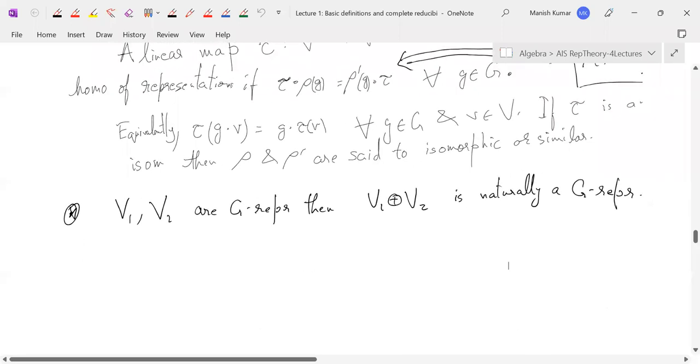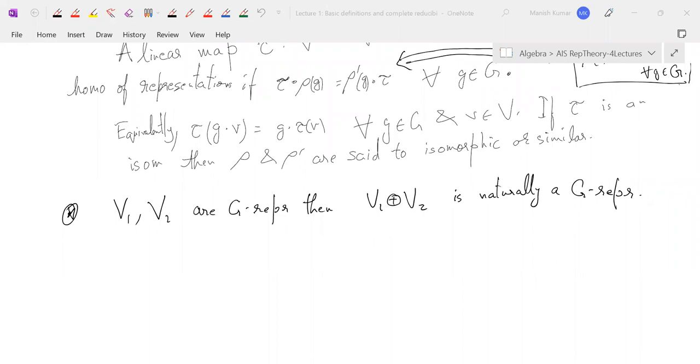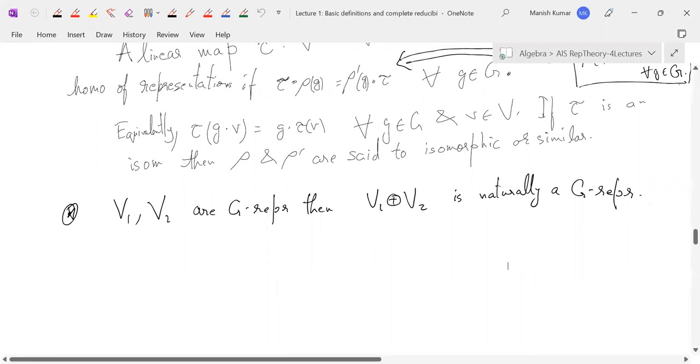Is it visible? Perfect. Okay, good. So let's hope this goes through rather smoothly. Okay, never mind.